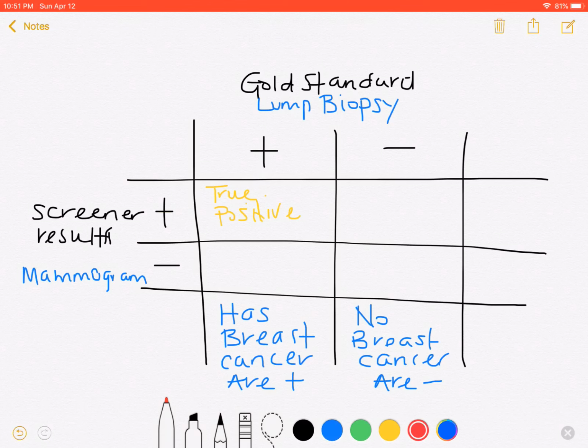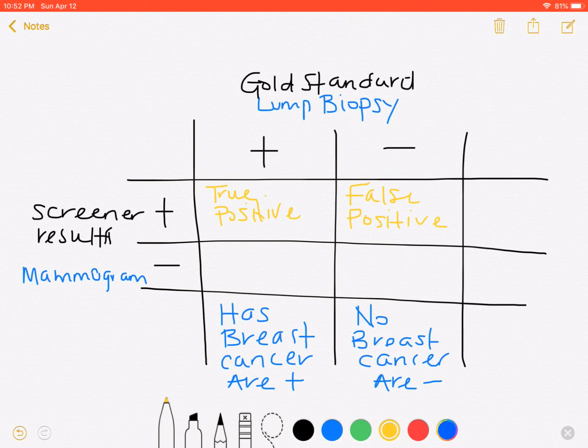Now sometimes we have a mammogram that says, hey, you might have a breast cancer lump here. And our biopsy goes, it's not breast cancer. And so we would call this a false positive for breast cancer. Your mammogram said you might have breast cancer, but it wasn't accurate. It was a false positive.